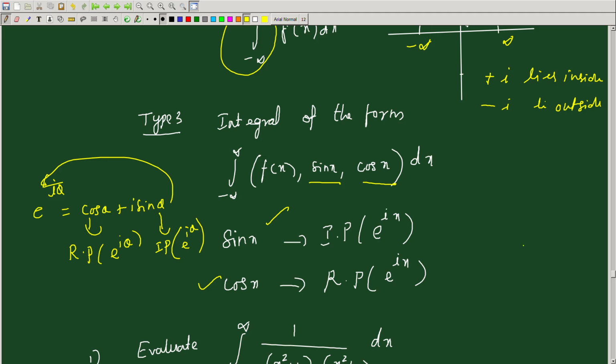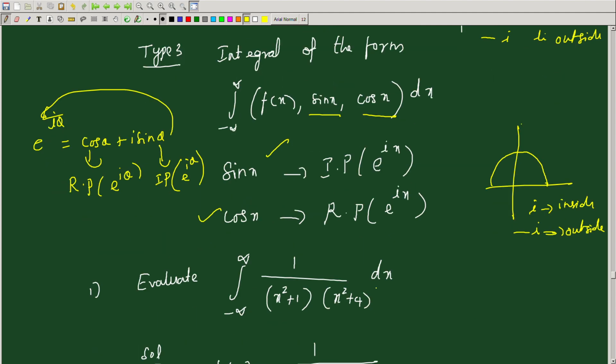So for type 3 also, it is a semicircle contour. All positive i's lie inside, and all negative i's lie outside, except infinity. This thing you know. So let's start the first problem.